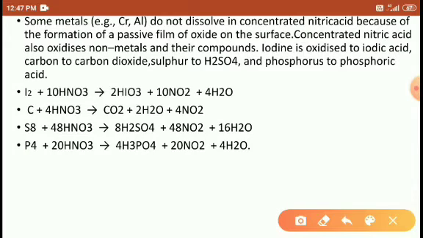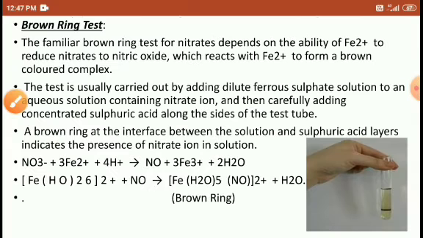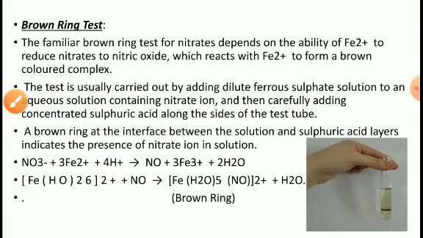The concentrated nitric acid oxidizes non-metals and their compounds. Look here, the non-metals iodine, carbon, sulfur and phosphorus form iodic acid, carbon dioxide, sulfuric acid and phosphoric acid respectively. Right, students? One of the most important topics is the brown ring test, students.